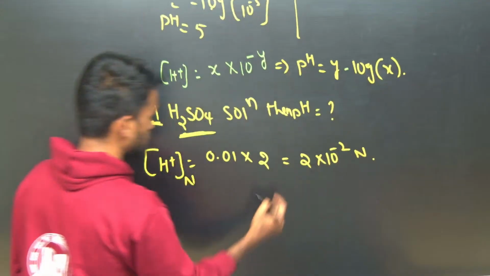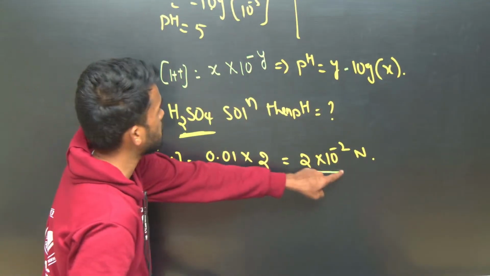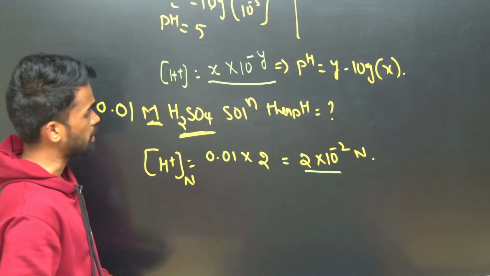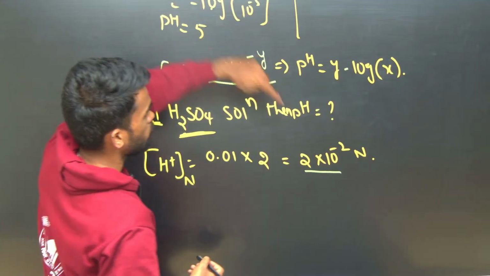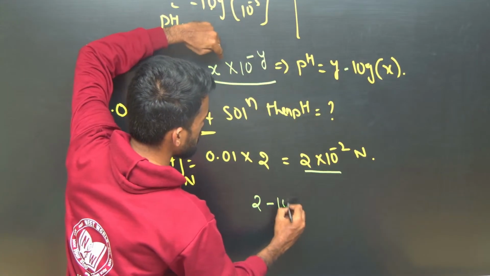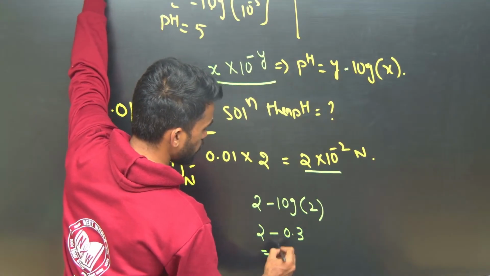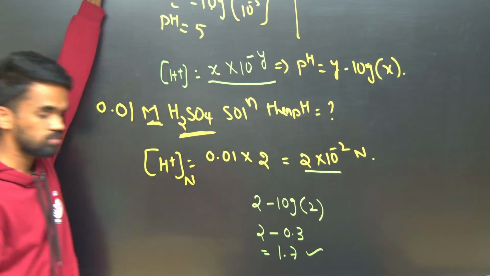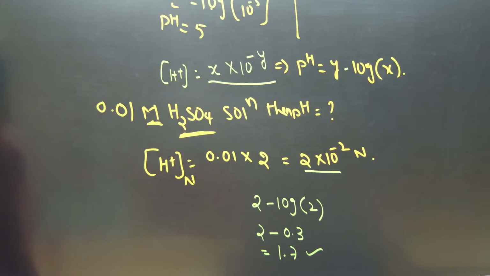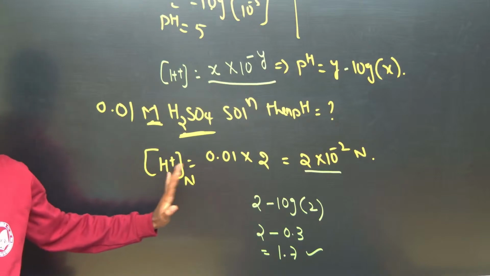So the next, here it is in this format. So what to do? What is y here? 2 minus log 2. So 2 minus 0.3, 1.7 will be the pH of that particular solution. Is this clear or not?